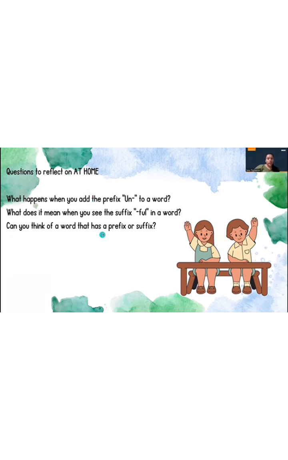The first question is, what happens when you add the prefix un to a word? Please respond to this on paper. The other question is, what does it mean when you see the suffix ful in a word? And the next question is, can you think of a word that has a prefix or suffix? Please put the answer to this question on paper and send me your response.